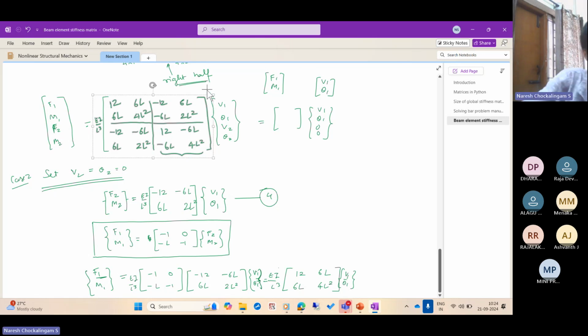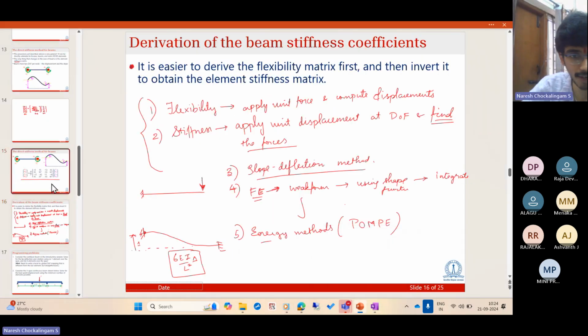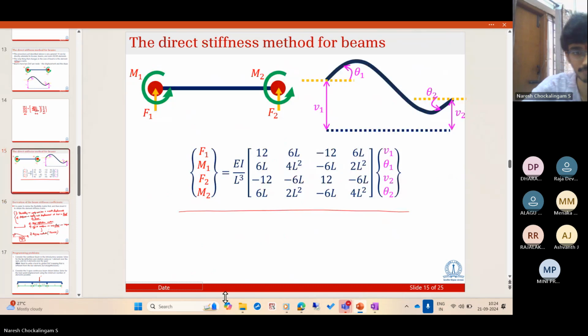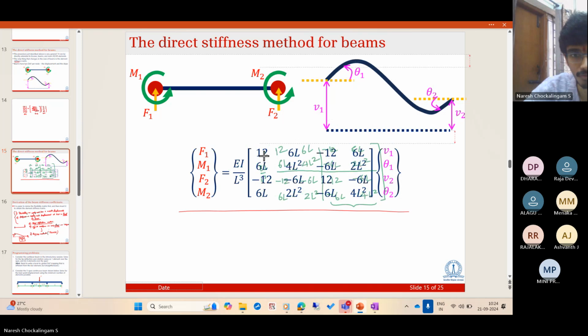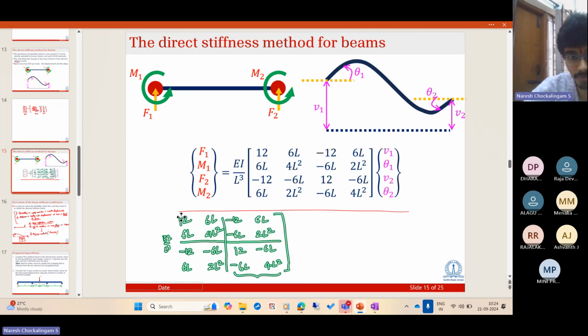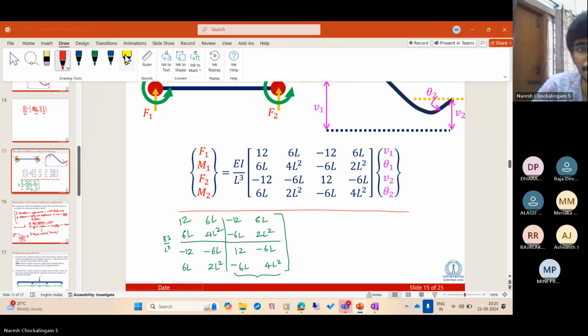So this is our stiffness matrix, and you can check it matches with this. It's EI by L cube 12 6L minus 12 6L, 6L 4L square minus 6L 2L square, minus 12 minus 6L 12 minus 6L, and 6L 2L square minus 6L 4L square.